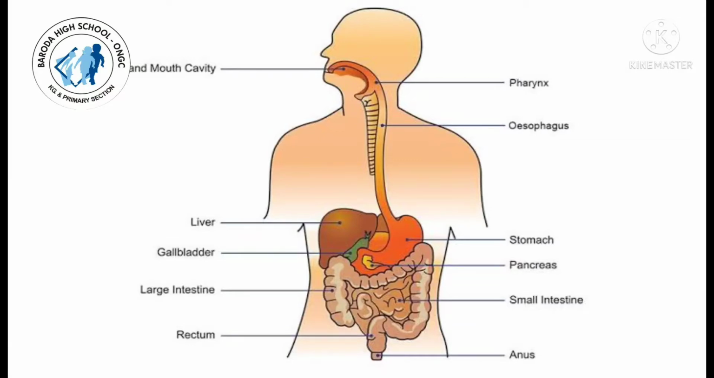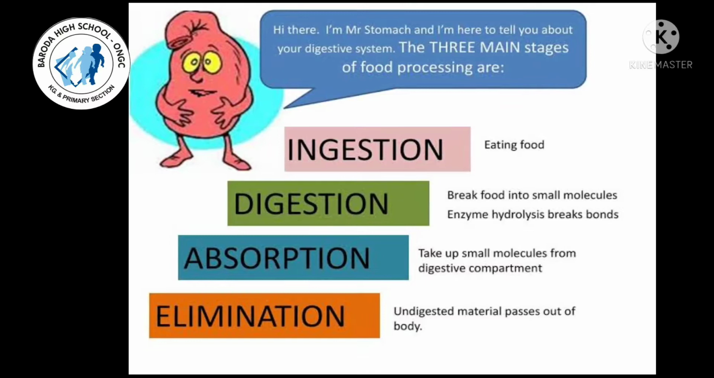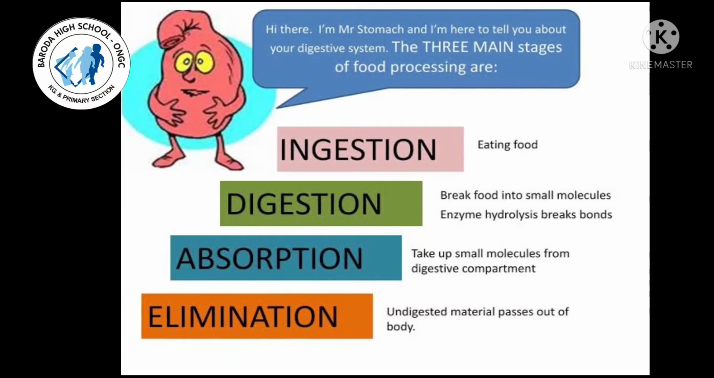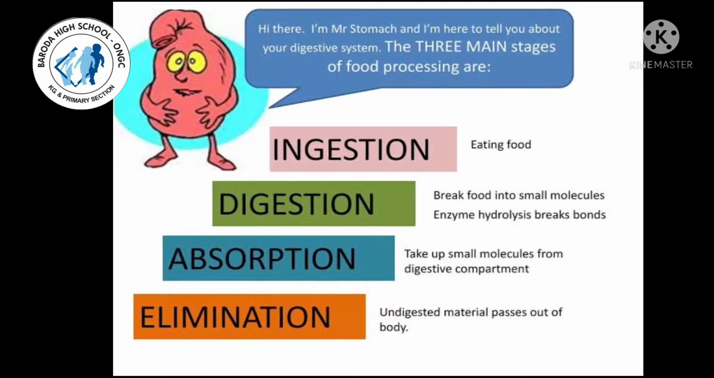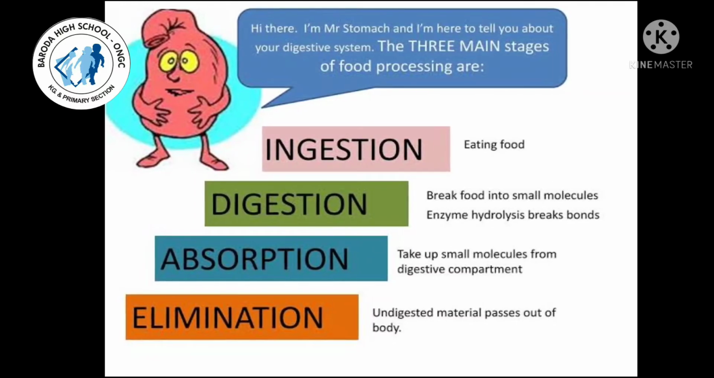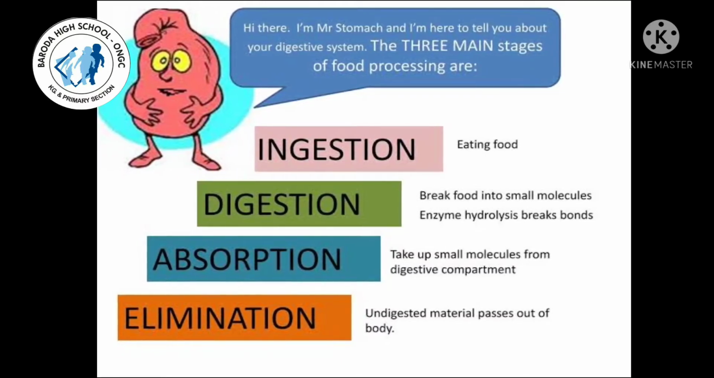The whole digestion process takes place in five major steps. That is ingestion, digestion, absorption, assimilation, and ejection. Ingestion is taking in of food. Digestion is breaking down of food. Absorption is when the food enters the blood. And assimilation is when the food is carried by the blood vessels and utilized by our body. And the end is ejection. Ejection means throwing out of undigested food.